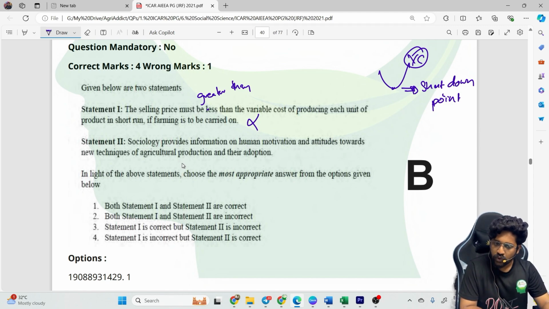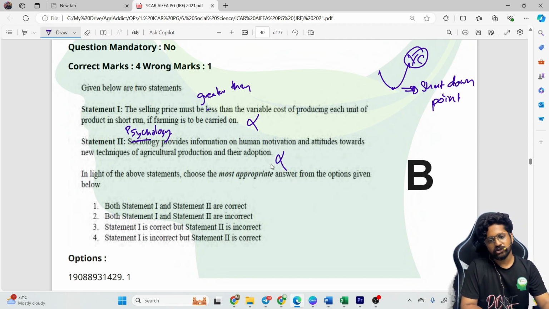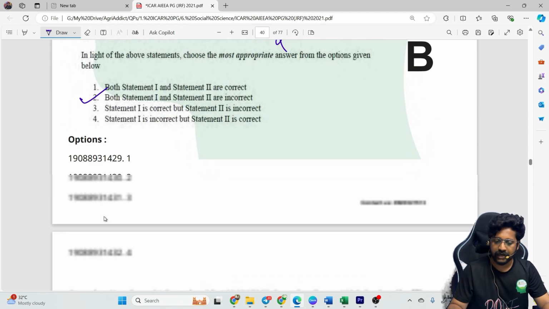What about statement 2? Sociology. This actually comes from the extension part, right? They have coupled both statements from economics as well as extension. So sociology provides information on human motivation and attitudes. Actually, it's not sociology, it's psychology, right? Sociology is the study of groups, and psychology deals with individual persons. So this is also a false statement. Therefore statements 1 and 2 are incorrect, so option B is the correct answer.